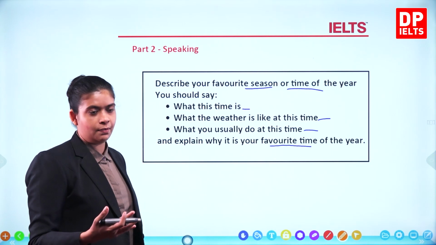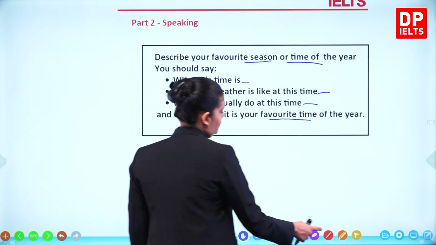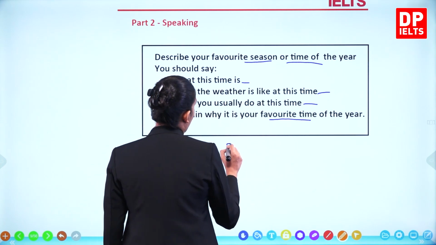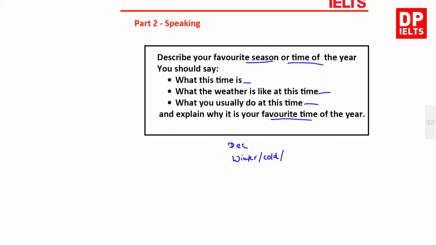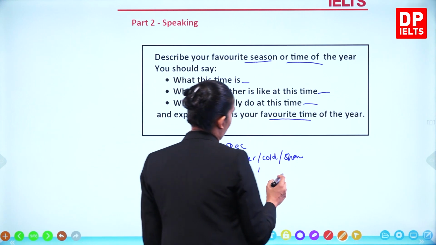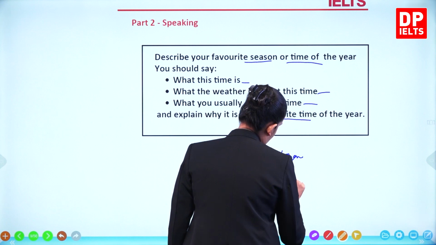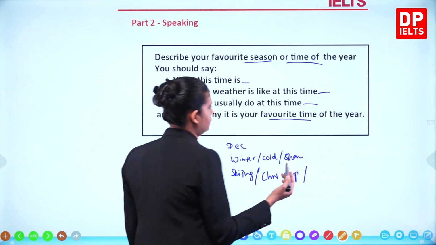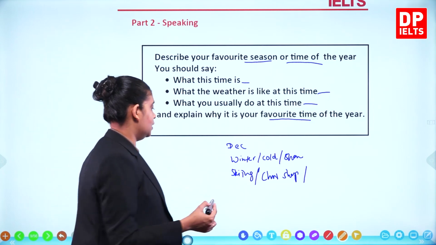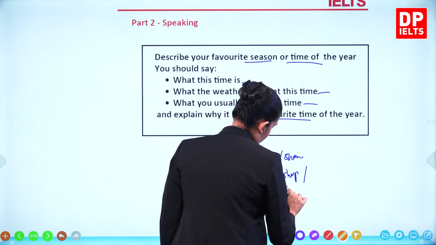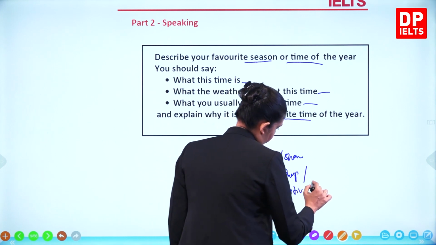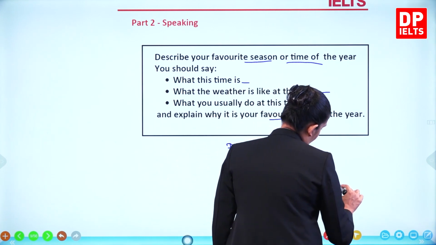Now, when you are doing this, remember you make notes, okay? So I would say this is during which time? This is in December. What is the weather like? Winter, cold, snow, right? What do you usually do during this time? Skiing. Christmas, shopping. So you could write different things. Why is this your favorite time of the year? It's white, cool, festive, family. I just write those words down.